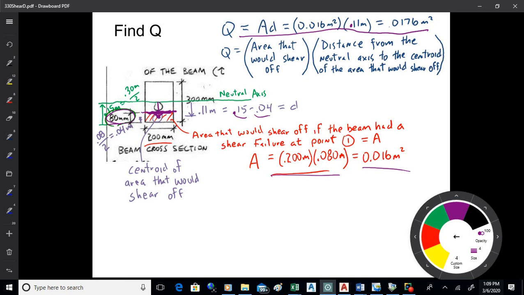So what we do then, we multiply those two things together, A and D, and we get 0.0176 cubic meters. It's an odd unit, but that's what it is, because it's an area times a distance. It's called the first moment of area. It's kind of like the top of the centroid formula: the area times the y bar to the centroid of the area from the neutral axis. That's kind of what it is. All right, so are we good with that? We're good.